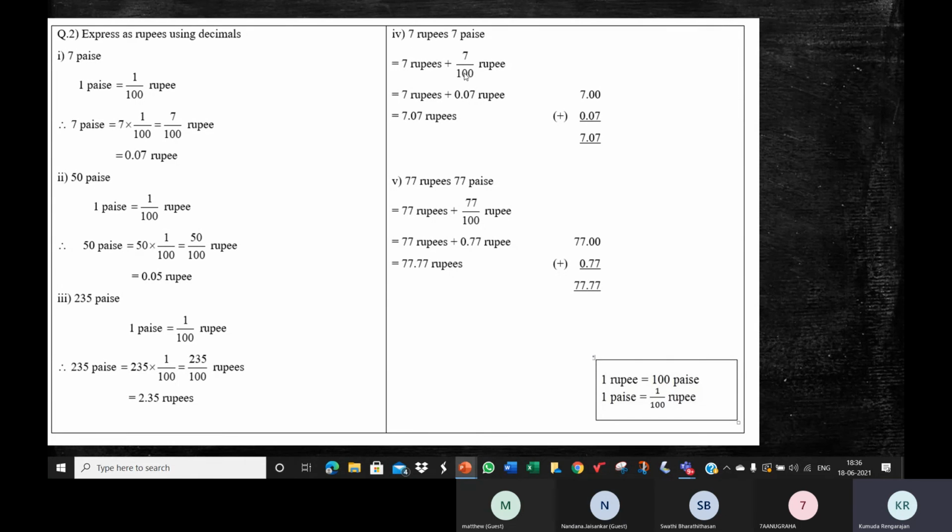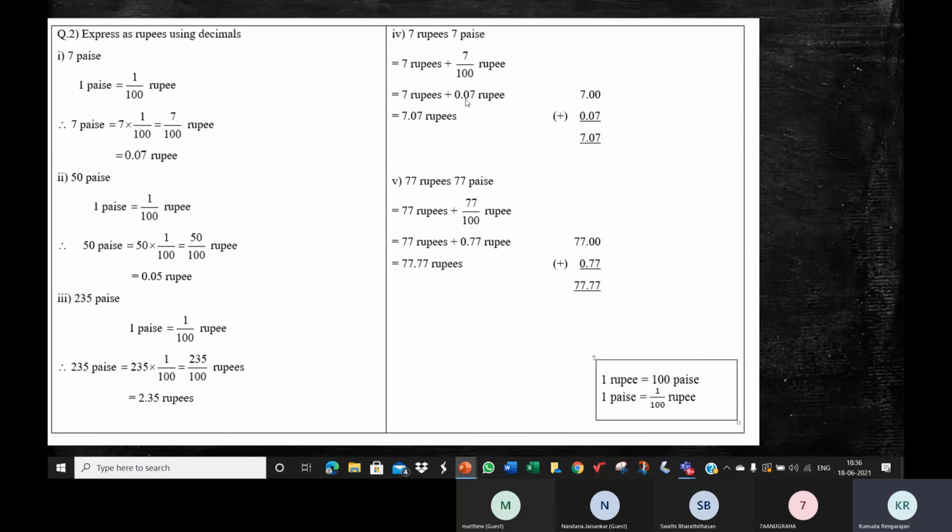Now 7 by 100 means what? 2 zeros. So when you convert this to a decimal, after the decimal point there should be 2 digits because there are 2 zeros. But we have only 1 digit, 7. So the other one will be 0. This 0 you can always write.